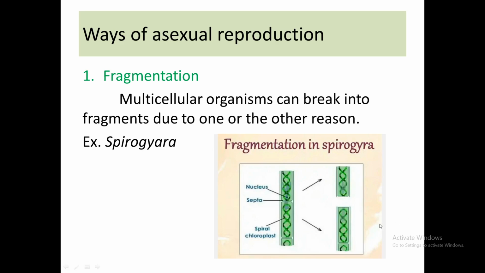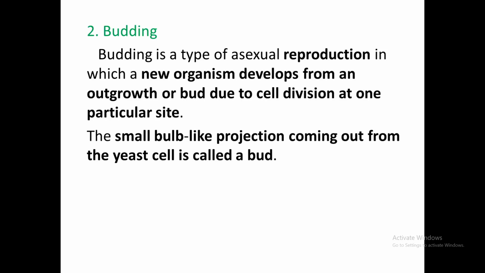You can see here on the left side the entire Spirogyra is there, but because of some reason it got broken into fragments, small pieces, but each small piece has the capacity to produce the entire Spirogyra. This is the first one. Second one is budding.